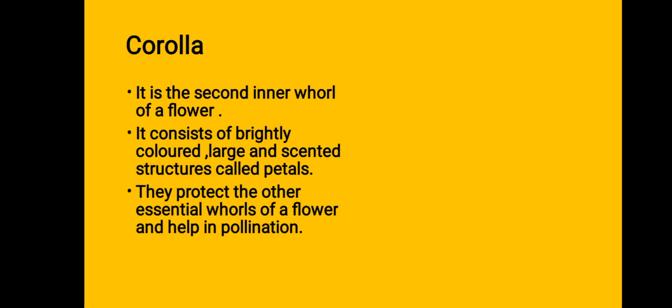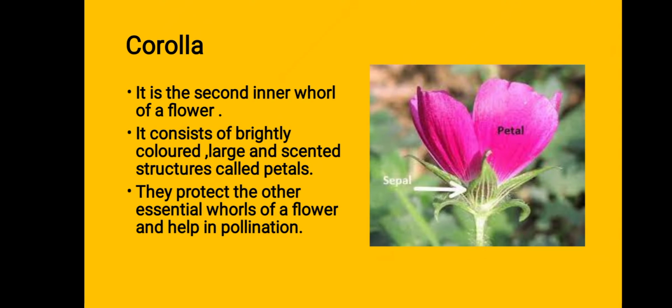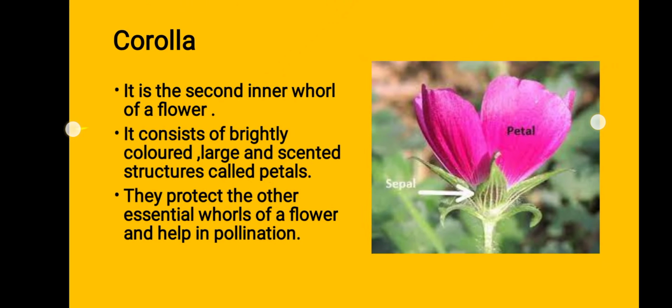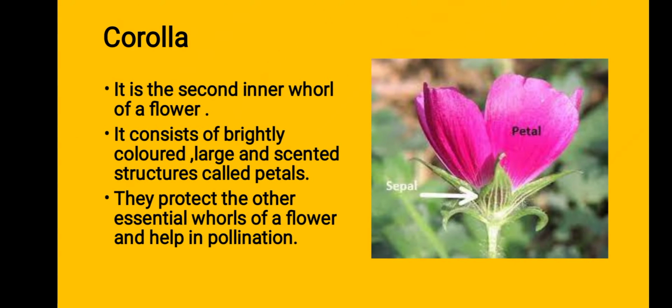Next, we have corolla, the brightly colored. It is the second inner whorl of a flower. It consists of brightly colored, large and scented structures called petals. They protect the other essential whorls of a flower and help in pollination. We will be learning about pollination in the next class.